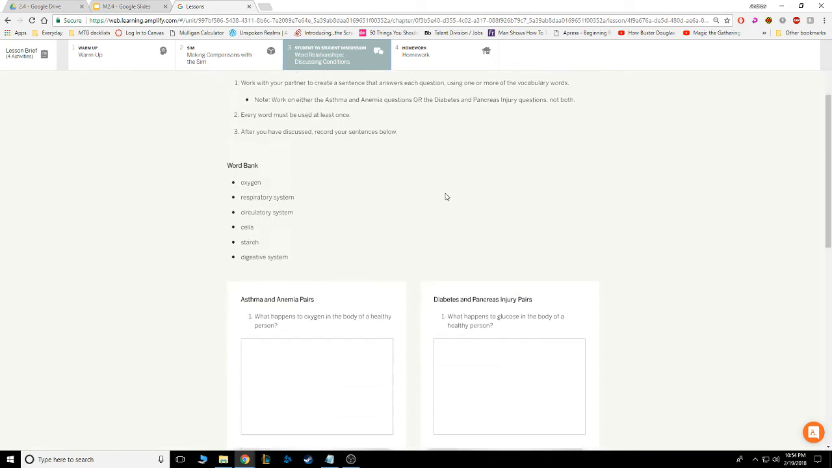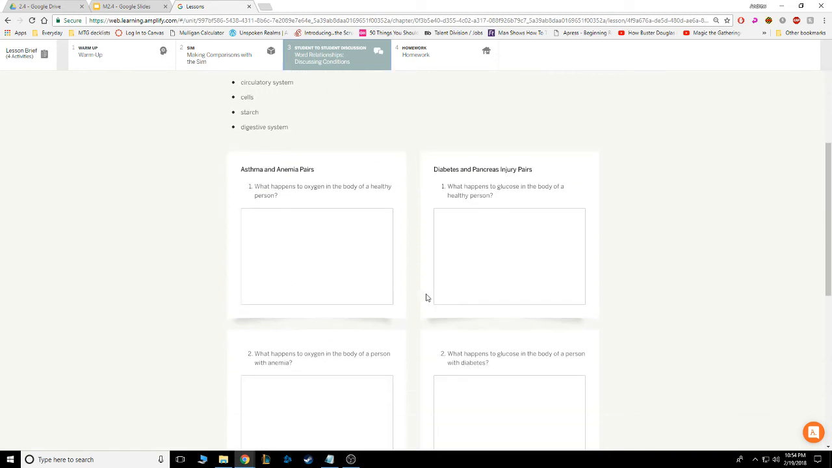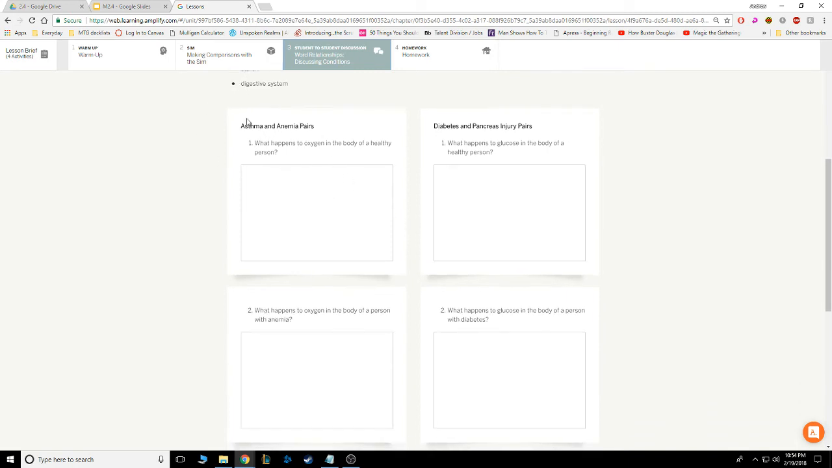So, the first thing they want you to do is just read the questions and talk about them with your partner. So, as you can see, here's asthma and anemia, here's diabetes and pancreatic injuries. If you aren't in pairs like this, don't worry about it so much. Try and talk about it together and see if you can figure it out on your own. You should have read about all of the diseases anyway, and if you haven't, you can go back to 2.3 and find those lessons in there so you can read about them together and figure it out.